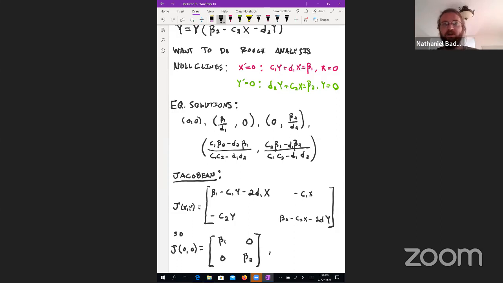Well, given our convention that beta is always greater than 0, this is going to tell us that lambda equals beta 1, beta 2, all of which are greater than 0, and this is exactly an unstable node.